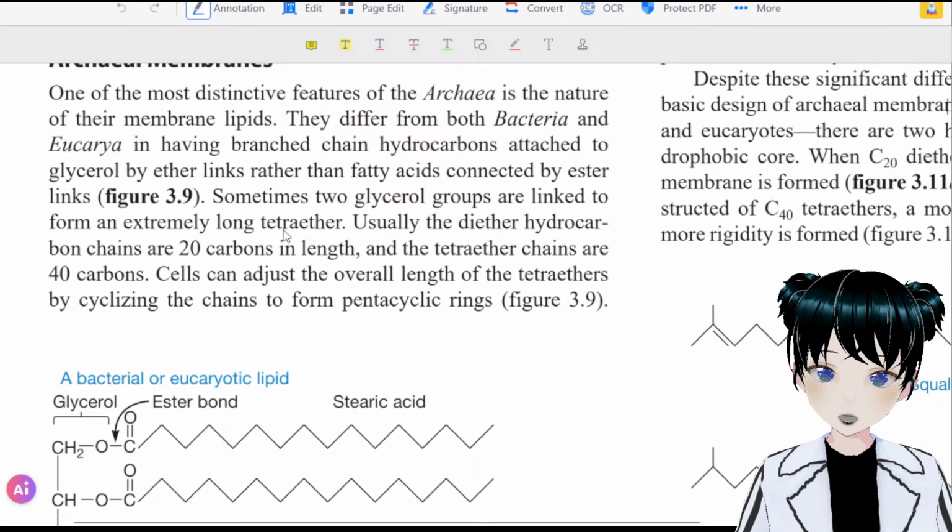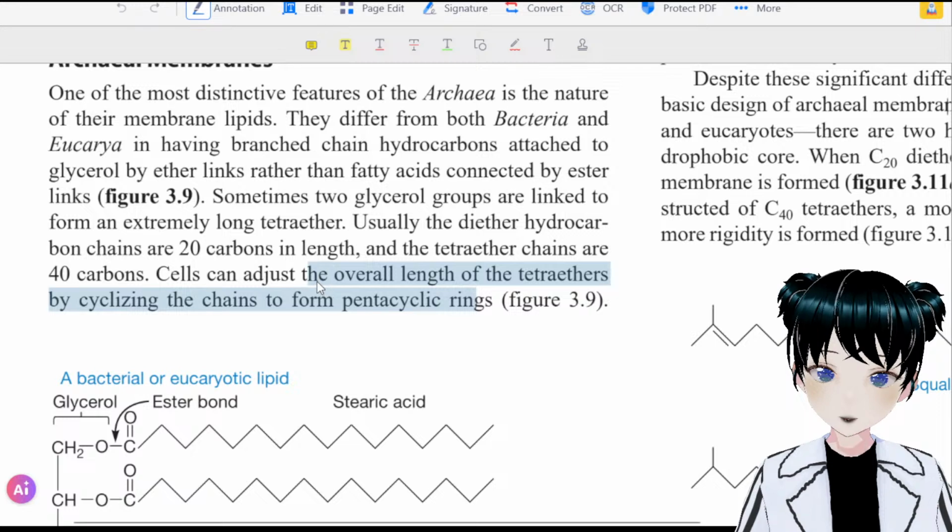Sometimes two glycerol groups are linked to form an extremely long tetraether. Sometimes two glycerol combine from one end to another and they make tetraether, 4 ether bonds. Usually the diether hydrocarbon chains are 20 carbons in length. Usually it can be longer or smaller, and the tetraether chains are usually 40 carbons because you double it, right? Cells can adjust the overall length of the tetraether by cyclizing the chain to form pentacyclic rings.